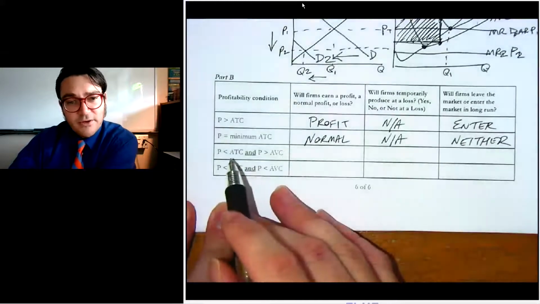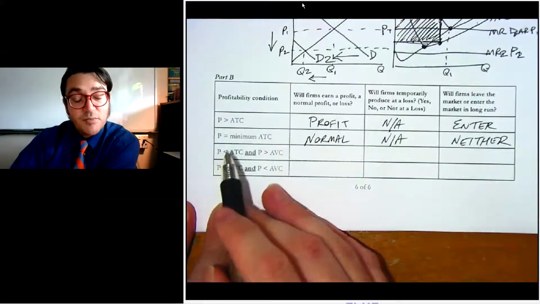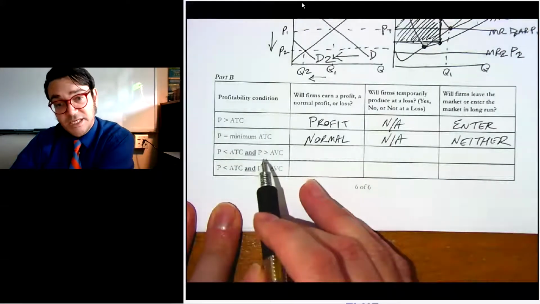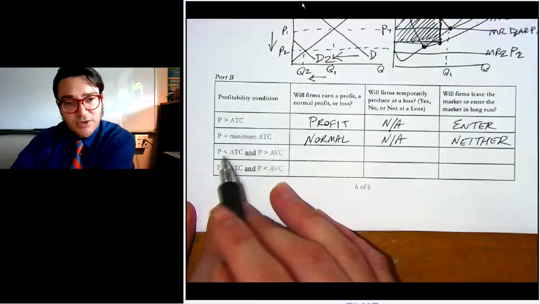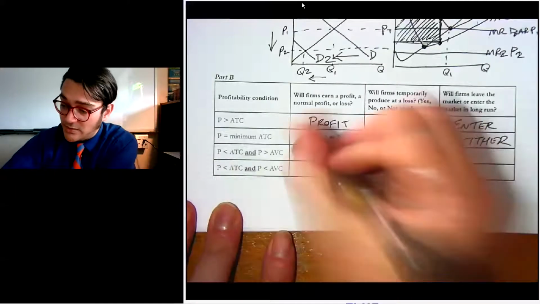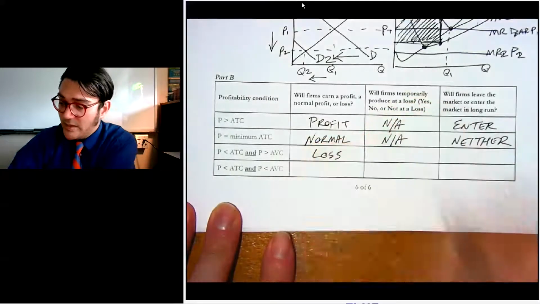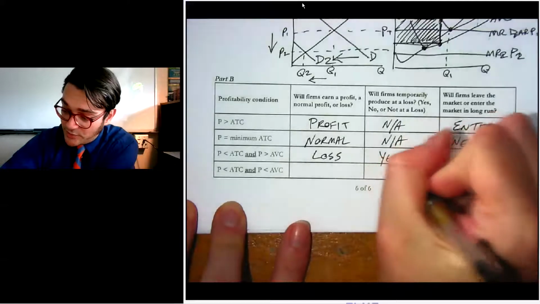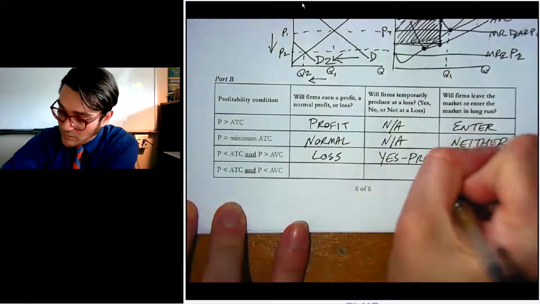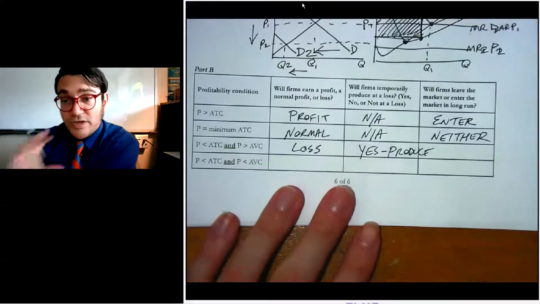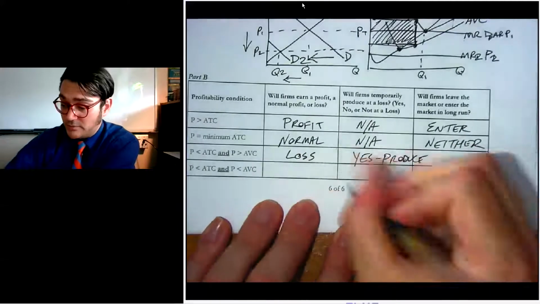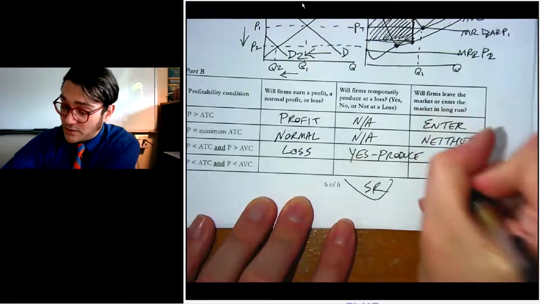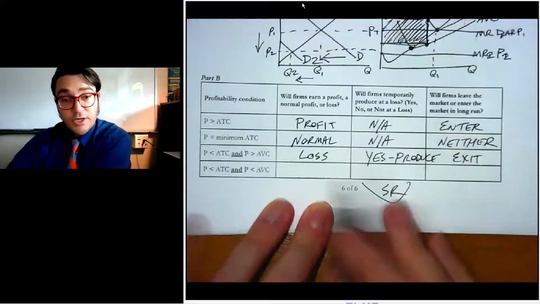If the price is less than the ATC and the price is above the AVC, well, the comparison here, price below the ATC, tells us they're earning a loss. But if the price is bigger than the AVC, then yes, they will produce. This is the short run. We know that in the long run, though, firms will exit because they're earning losses.